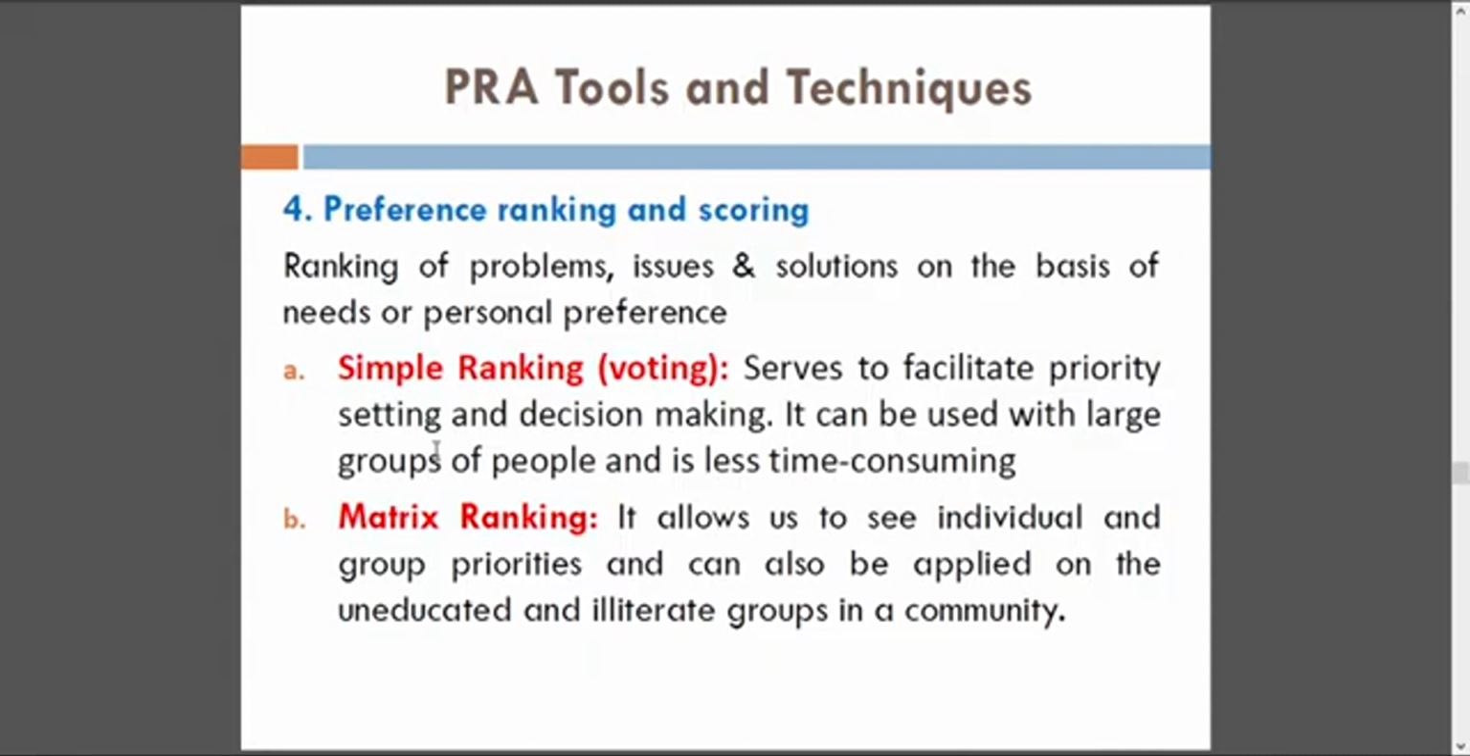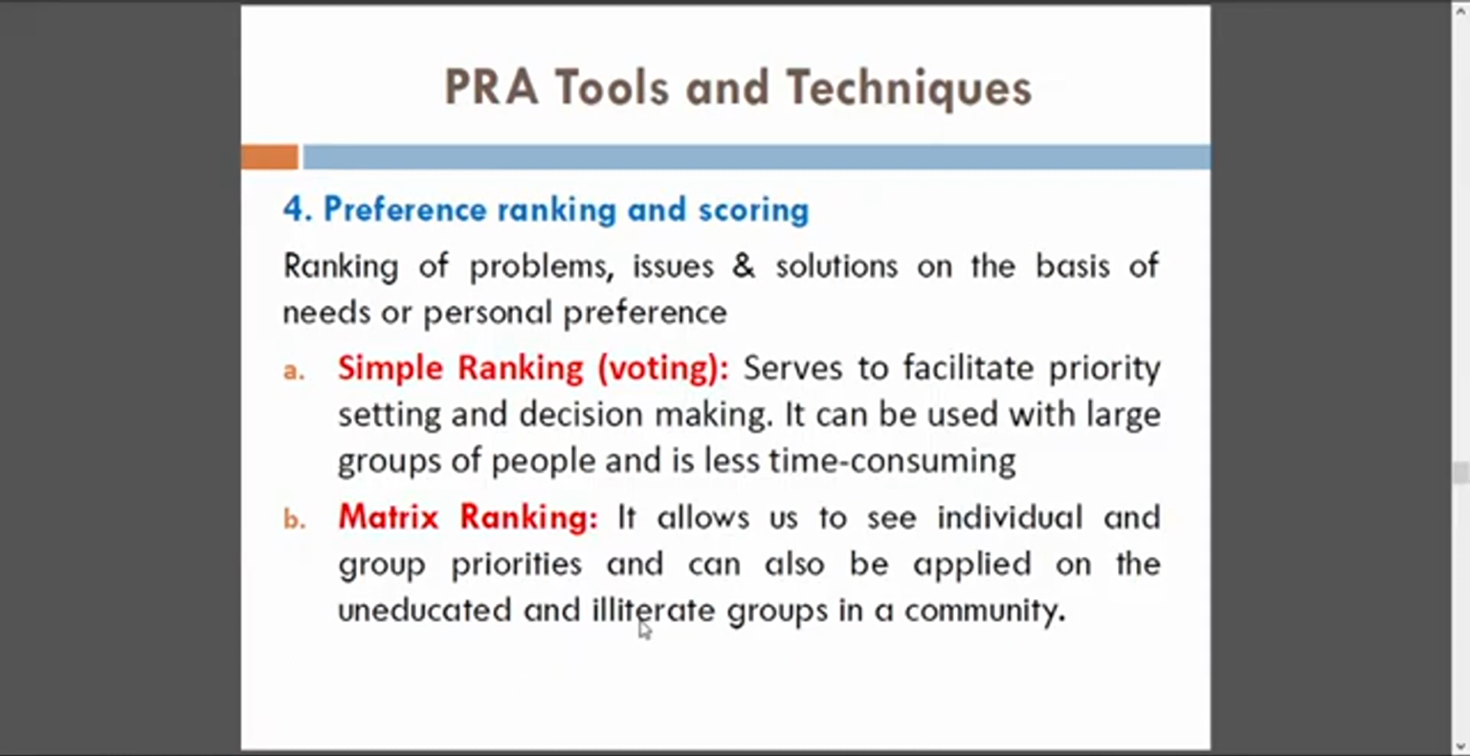So when you're with the farmers and you want to decide about two things, you can request them to raise their hands and vote for a given issue that they feel is better, and you'll definitely use democracy and go with the biggest number. We also have matrix ranking, which allows us to see individual and group priorities, and it can also be applied on uneducated and illiterate groups in the community.